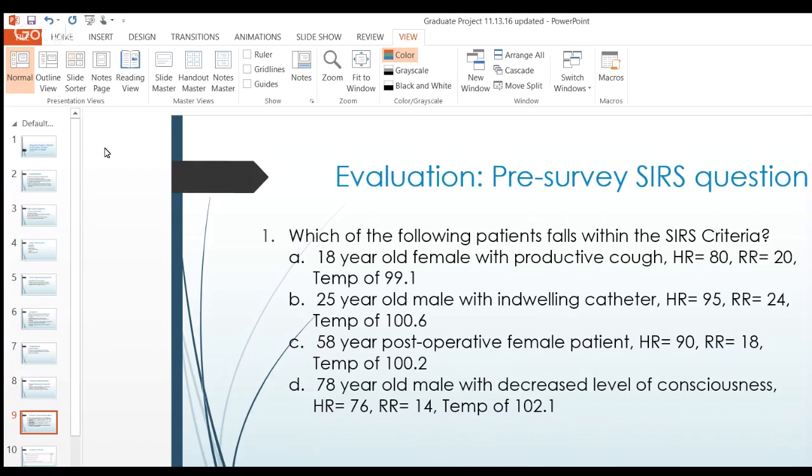When we look at Thelma Rogers, who was the patient in the simulation scenario, it was set up so that she met all of the SIRS criteria with a pulse of 98, respirations of 24, temperature of 101.6, and a white count of 13.5. This question was presented in both the pre and post survey to see if learners could identify the SIRS criteria, which is, of course, the foundation for the identification of sepsis.